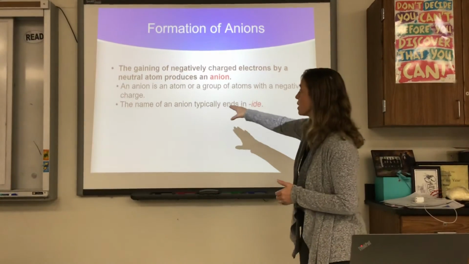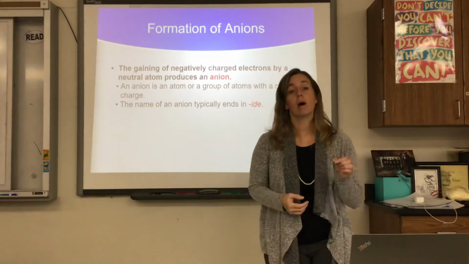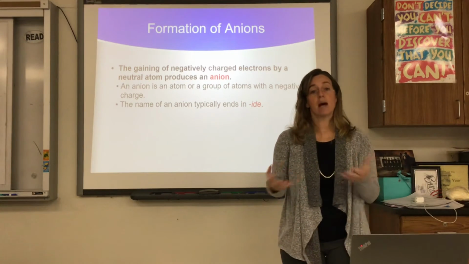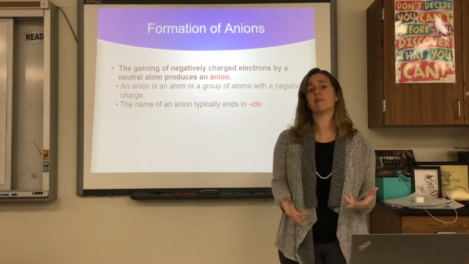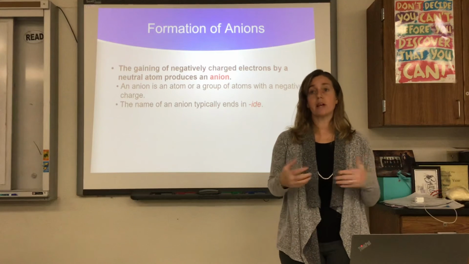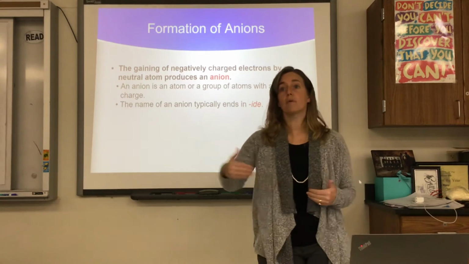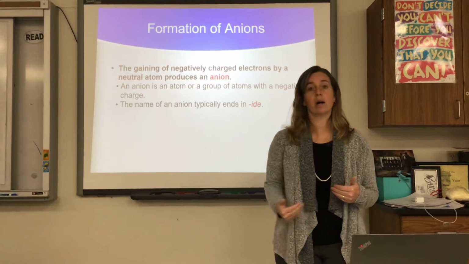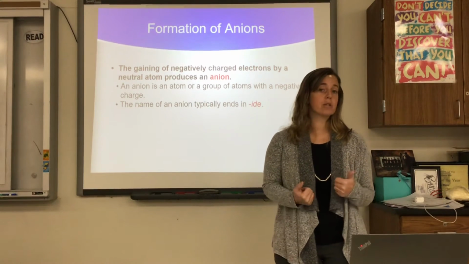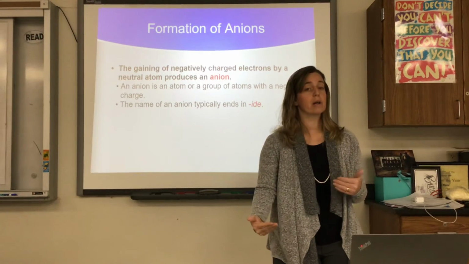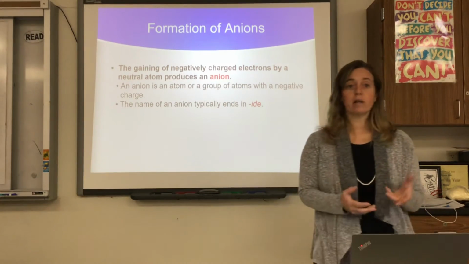So what happens here is an anion is an atom or a group of atoms with a negative charge. Why do they have a negative charge? Well, now it's like the reverse effect. Say, for example, chlorine, which has 7 valence electrons. Actually it has 17 total electrons. So when chlorine gains 1 more electron, it moves over and becomes argon, which is 18. Now, when it does that, it still has 17 protons. So now it has 1 more electron than it does protons. So that's where the negative charge comes into play, because electrons carry a negative charge.